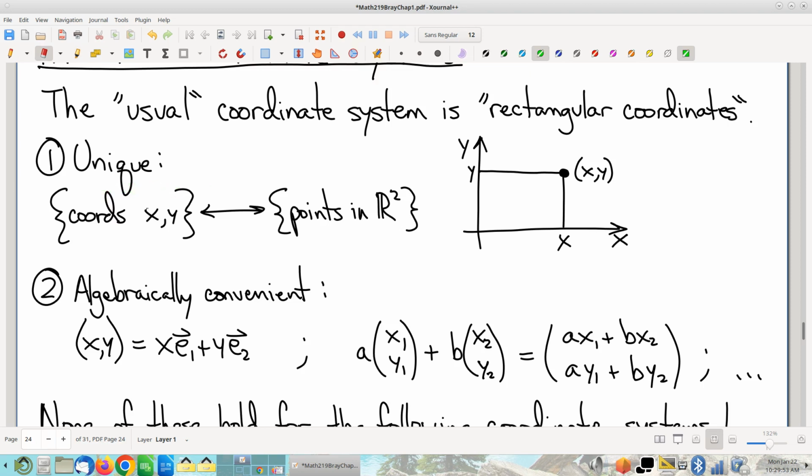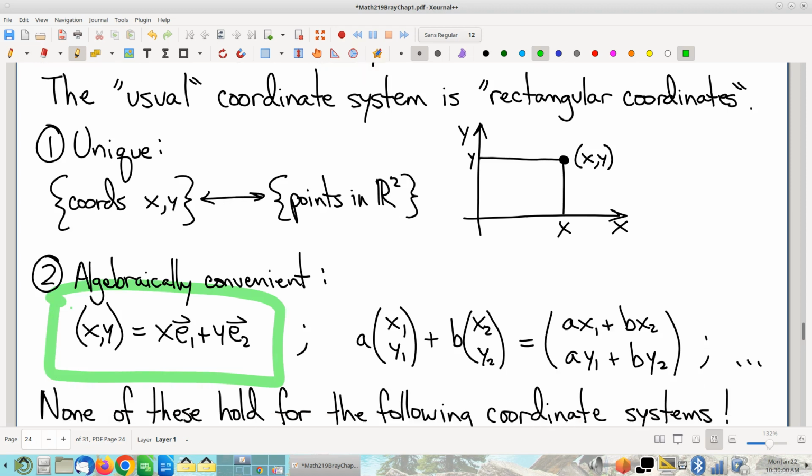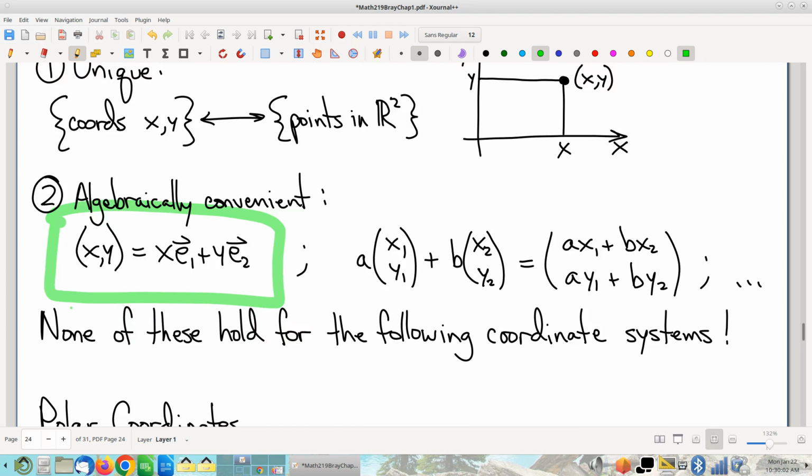Couple other nice observations I'll make. Here's a pretty sweet one right here. This formula that you all presumably remember from linear algebra. If you have the coordinates of a point, those are the coefficients in a linear combination of the standard basis vectors that produces that same point. Handy, right? That's awfully useful, and presumably you've used it a million times in linear algebra, and we will use this a million times in this class as well.